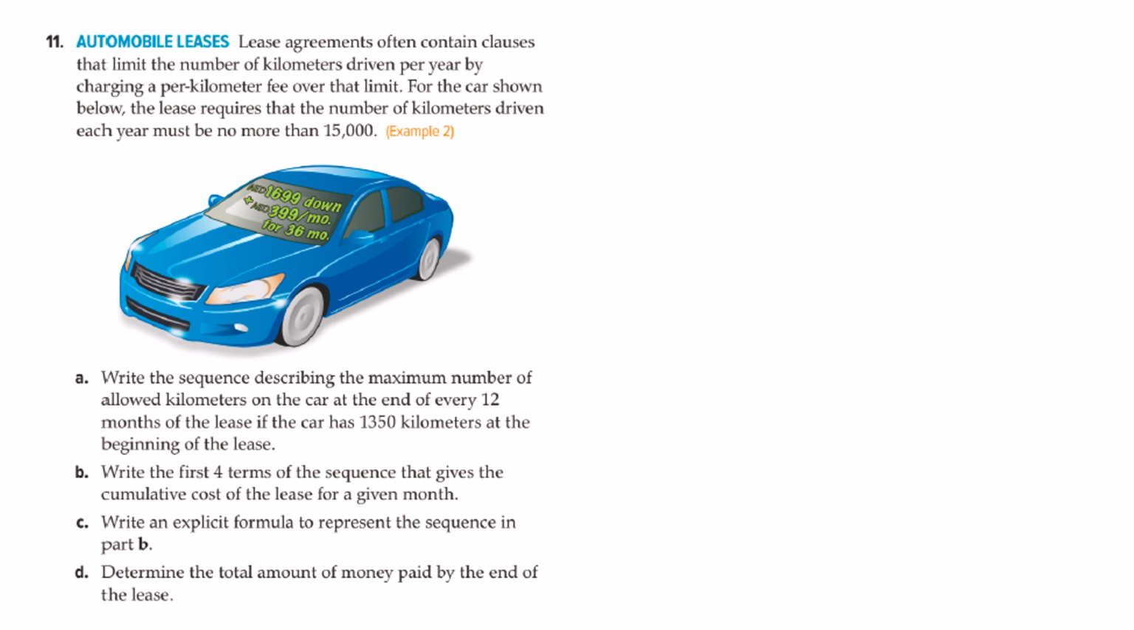Now let's read part B. Here we need to write the first 4 terms of the sequence. Now we are on this part. First 4 terms of the sequence that gives the cumulative cost of the lease for a given month.